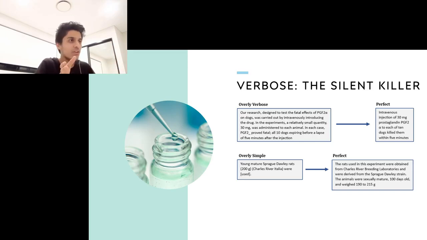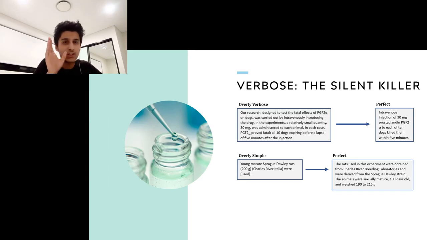Like, there's so much that we don't need. Like, relatively small quantity. No, we don't care. We just want the quantity. And intravenously, like, really, the fatal effects. Come on, most of this information we don't need. Cut it. And so then what happens when we cut it? Intravenous injection of 30 milligrams prostaglandin PGF2 alpha to each of 10 dogs killed them within 5 minutes. There we go. Straight, simple, straight to the point. We get all the information.